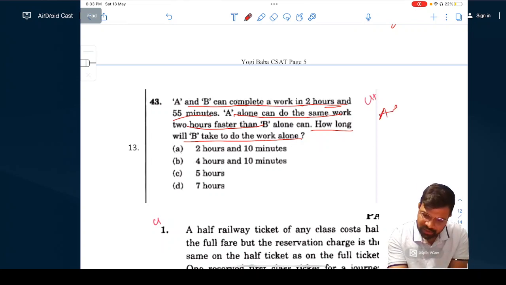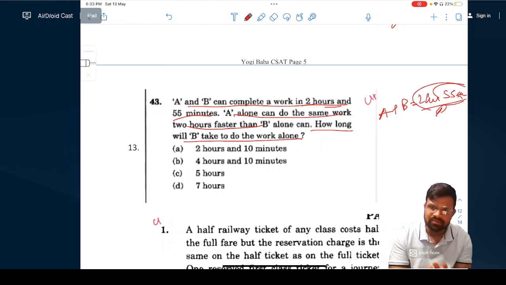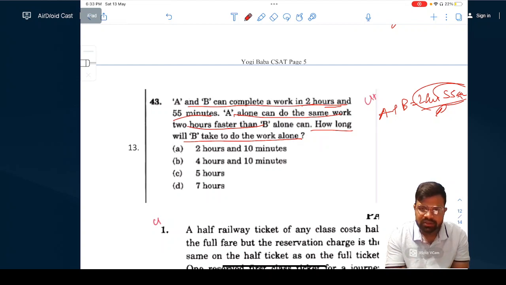Suppose A plus B are taking 2 hours 55 minutes. Let us assume A is taking... so this should be some kind of an average of A and B. Until now you must have understood this thing. Okay, this should be some kind of average of A and B. So suppose... and A is 2 hours faster. So let us assume B is 7 hours.